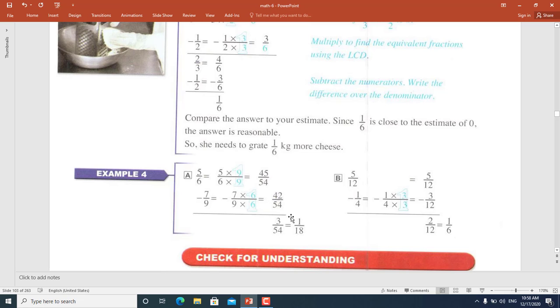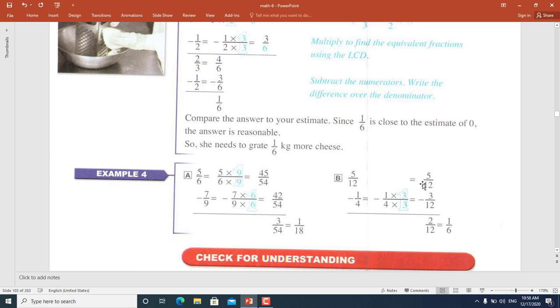Now 1 over 18 is the simplest fraction. From B we have 5 over 12 minus 1 over 4. We can find a common denominator between them by multiplying this 4 by 3, and we get 12. So for the first fraction we have 12. We don't touch it.